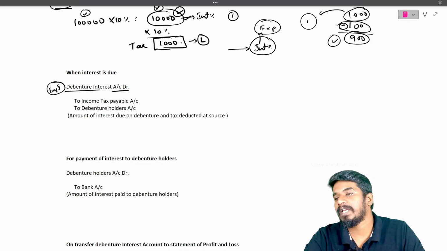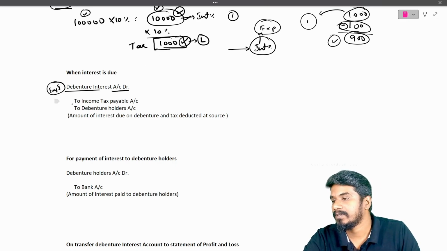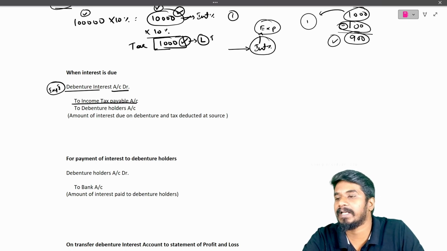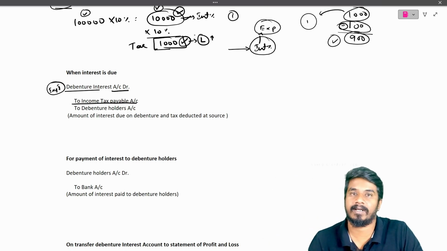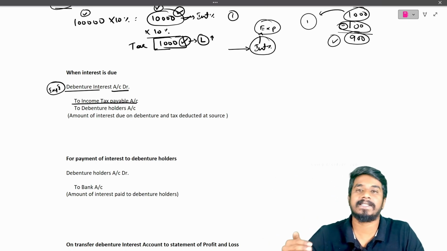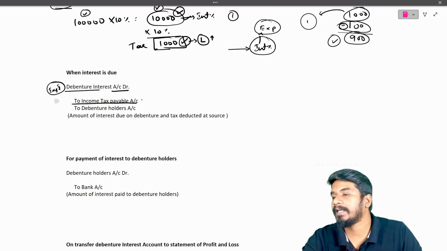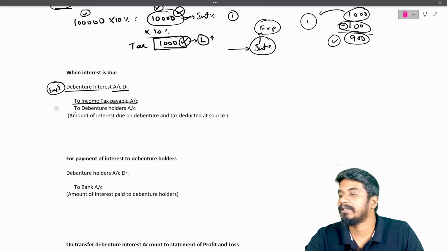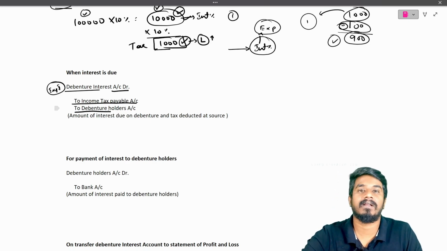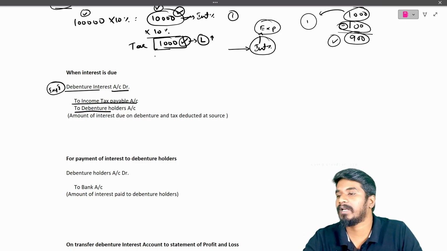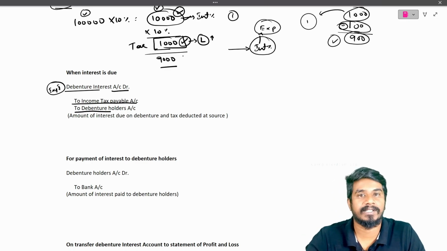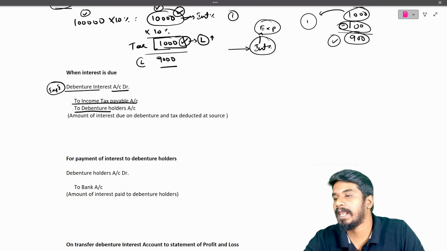Then we need to deduct the tax. Yes, to income tax payable, because it is a liability. We need to pay it to the government. It is a liability, so it is increasing, and we need to credit it. And then we need to pay the remaining amount, 9,000, to the debenture holders. That is also a liability. Obviously, we will credit it.